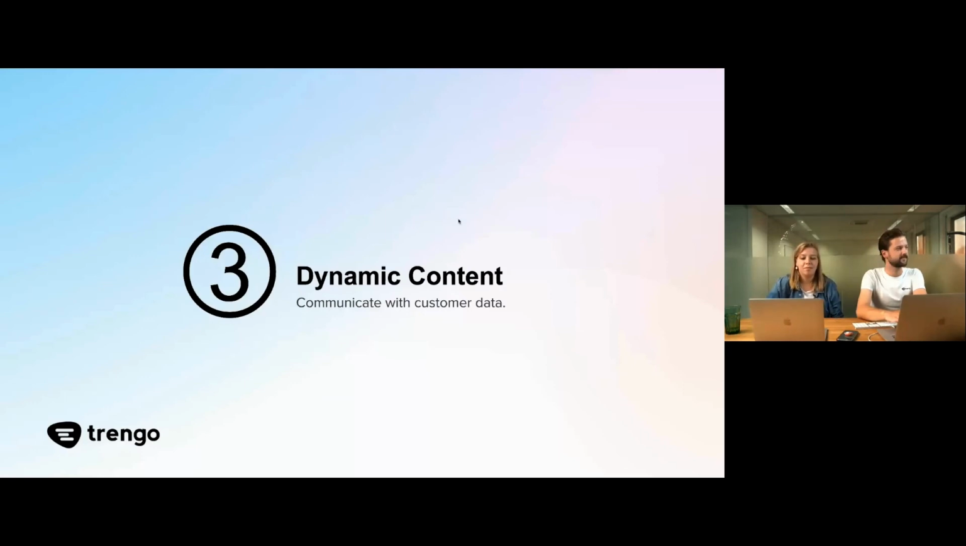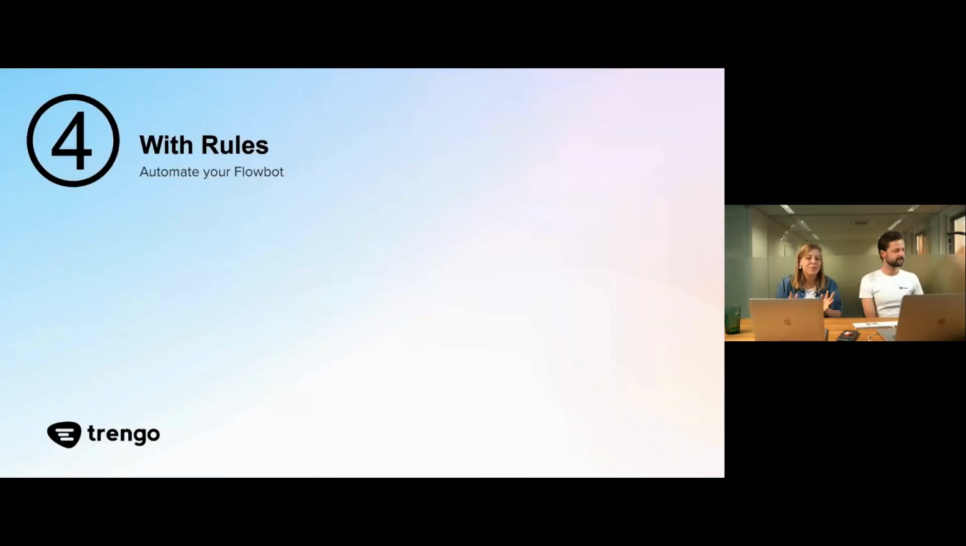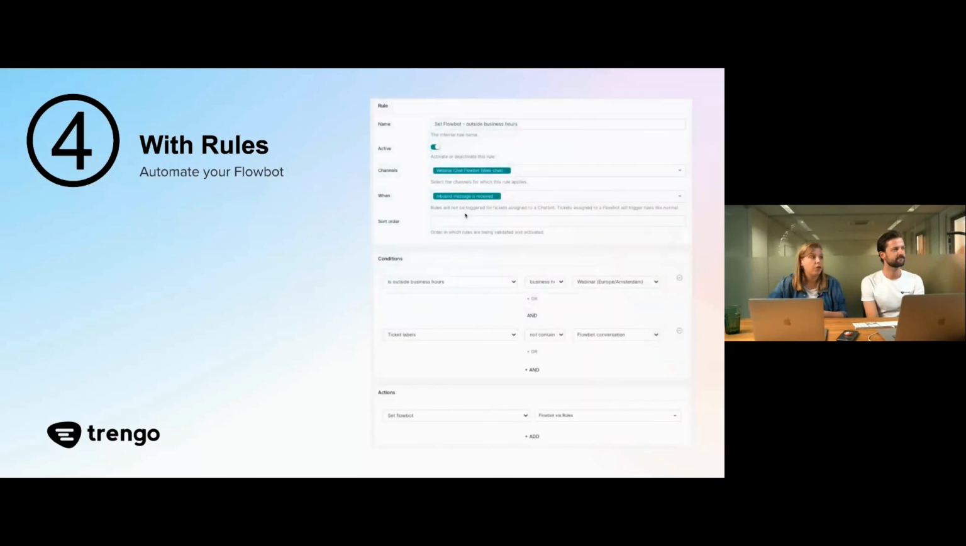Next one is with rules. Hopefully you're familiar with rules. They can greatly help you in automating loads of processes in Trengo. And we're gonna set you up with 2 rules, which are really basic, but can help you out greatly. The first one is having the Flowbot trigger outside business hours only.